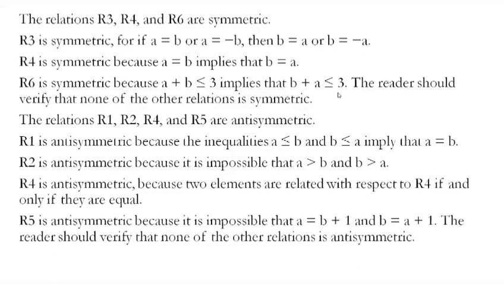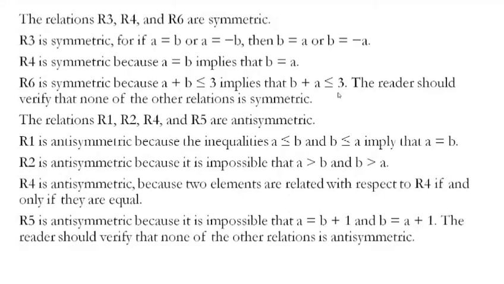The relations R1, R2, R4 and R5 are antisymmetric. R1 is antisymmetric because the inequality A less than or equal to B, and B less than or equal to A, implies that A is equal to B. So same diagonal values. 1 comma 3 is there, 2 comma 3 is there, 1 comma 4 is there, but not 4 comma 1, because A is less than B. When this relation holds, obviously there will not be any reverse side of the relation.